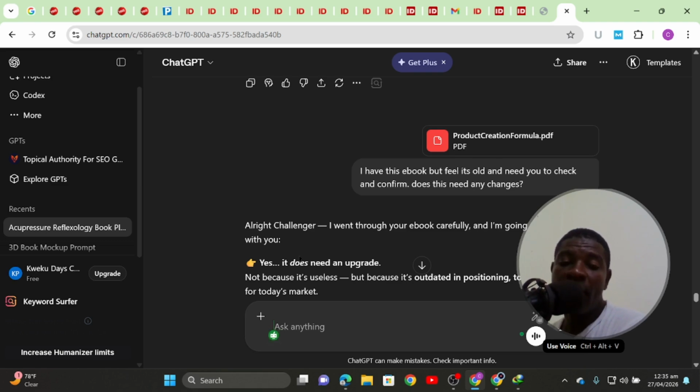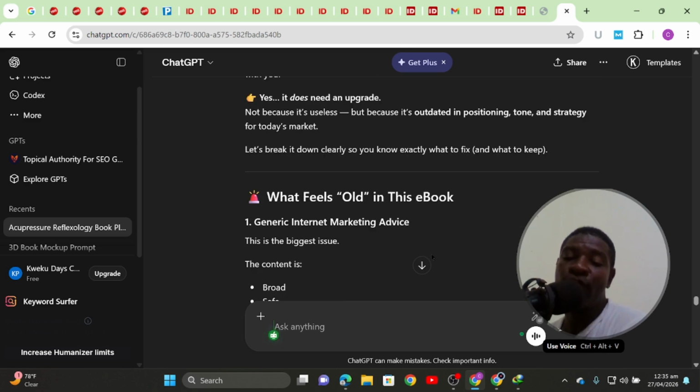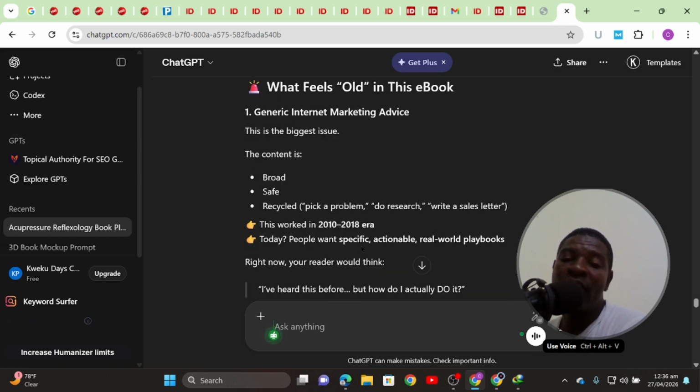It's saying yes, it does need an upgrade, not because it's useless, but because the positioning, tone, and strategy are outdated for today's market. Just like I've told you, the information in it is outdated and you need to bring it back to what we are using right now. Some tools the book mentions are not going to work these days, so look at what is working now and feed that in. As you can see, ChatGPT is saying the content is broad, safe, and recycled. This worked in the 2010 to 2018 era, but today people want specific, actionable playbooks.